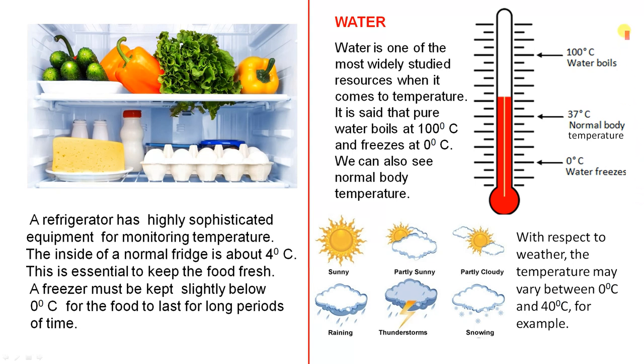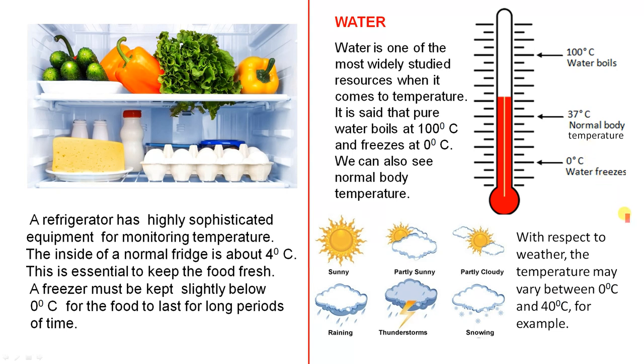Water. Water is one of the most widely studied resources when it comes to temperature. It is said that pure water boils at 100 degrees Celsius and freezes at 0 degrees Celsius. We can also see normal body temperature. So here, let's assume that's 100 degrees Celsius there. That's where water boils. If that's 0 degrees Celsius there, that's where water freezes. And normal body temperature is about 37 degrees Celsius.